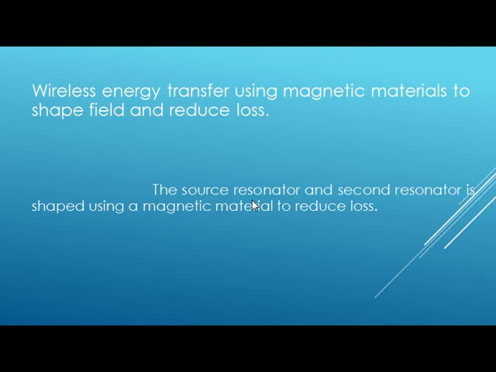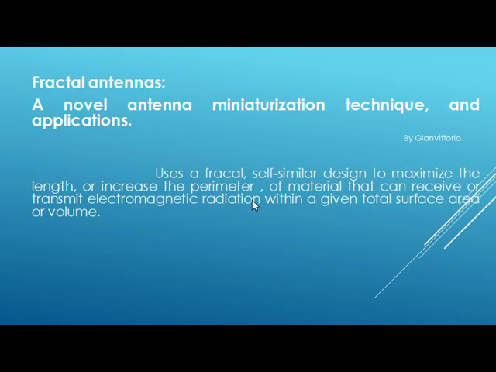And this is fractal antennas, a novel antenna miniaturizing technique and applications. The term fractal means broken or irregular fragments, used to describe a family of complex shapes that possess an inherent self-similarity in their geometrical structure. Here the fractal uses a self-similar design to maximize the length and increase the perimeter of a material that can receive or transmit electromagnetic radiation within a given total surface area or volume or region.